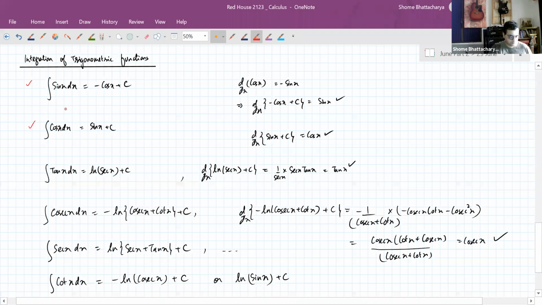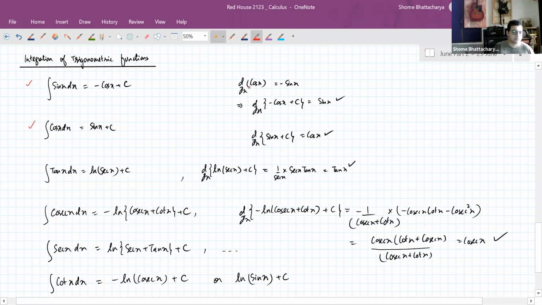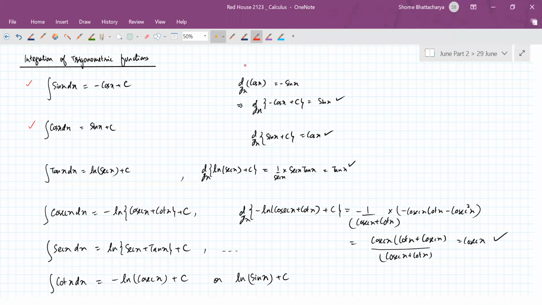Sir, can the integral of tan x be written as minus ln cos x? Yes, it can be written like that also. That's correct. Okay, sir.